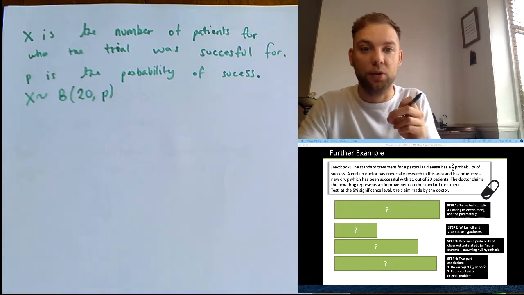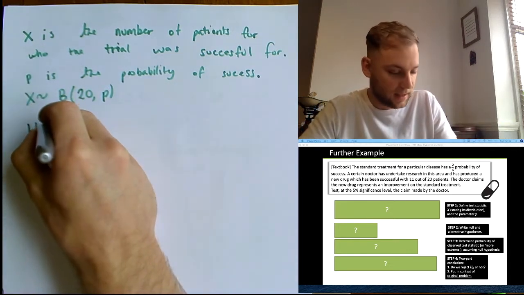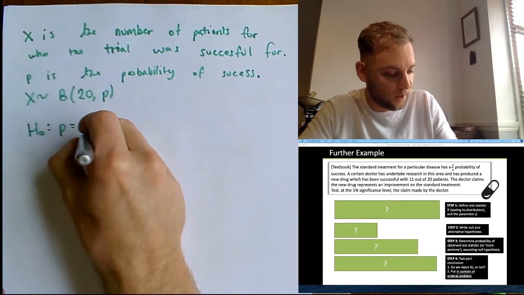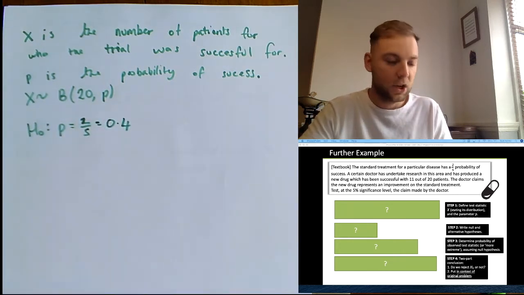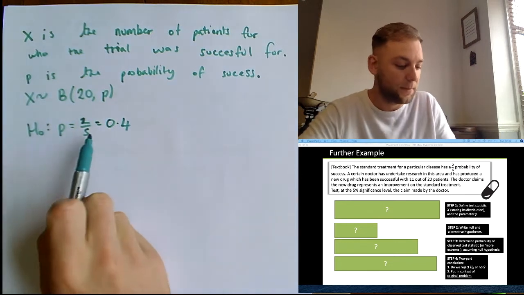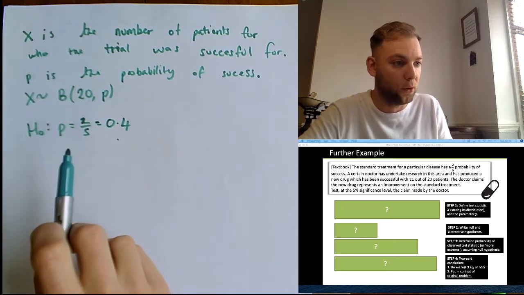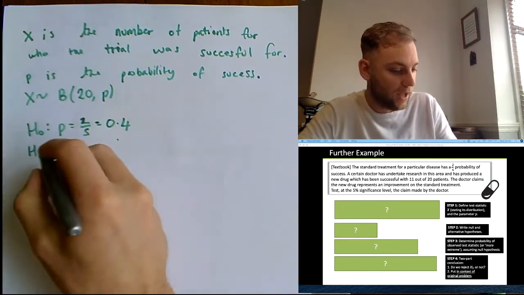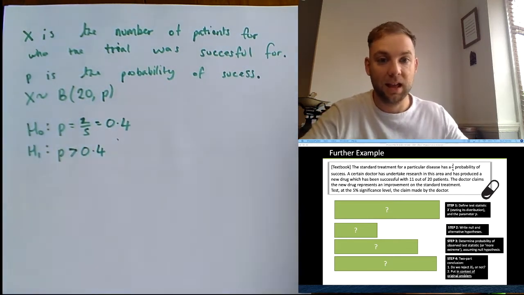So, the next thing we need to do is state our null and alternate hypothesis. In this case, our null hypothesis is that our probability is equal to 2/5. We're going to write it as a decimal because we're going to type it into the calculator, so that's equal to 0.4. So our original hypothesis is that the probability of success is equal to 0.4. Our alternate hypothesis is that we actually think the probability is greater than 0.4. Okay, so we actually think here that our chance of success is higher.